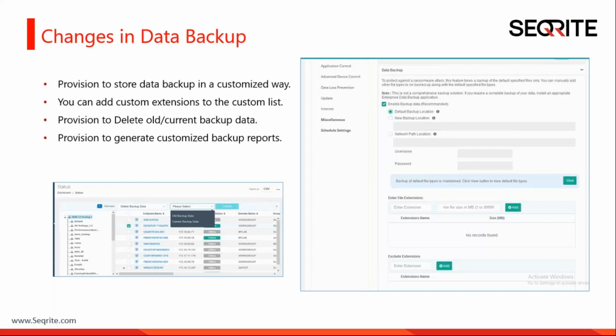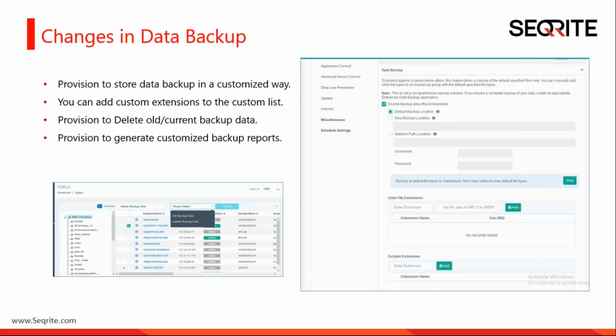If we don't want to include a particular file type for backup, we can exclude that file type by providing its extension. If we add MP3 over here, then MP3 files would not be considered for backup. Let's see this particular setting in our console.